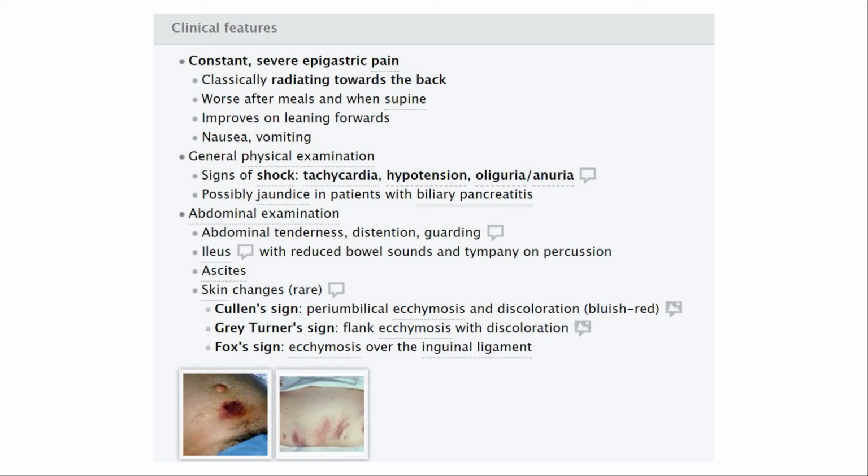And they can end up getting bleeding from the leaking of blood products into spaces that aren't blood vessels. So Cullen's sign is bruising inferior to the belly button. Gray-Turner's sign is bruising in the flanks. And these signs are non-specific, so you could also get them from any retroperitoneal hemorrhage. But basically, in pancreatitis, they just suggest that you're losing blood from your blood vessels because they've become so leaky.